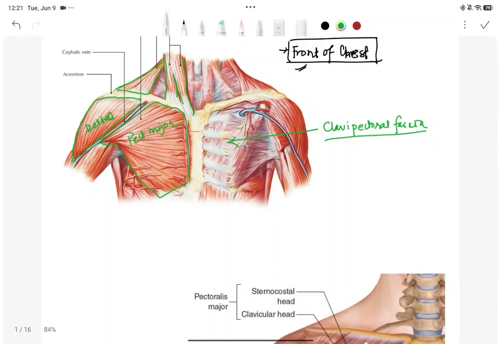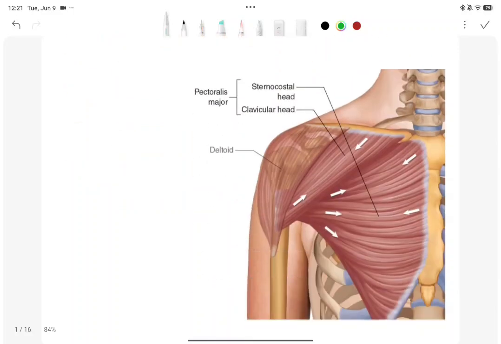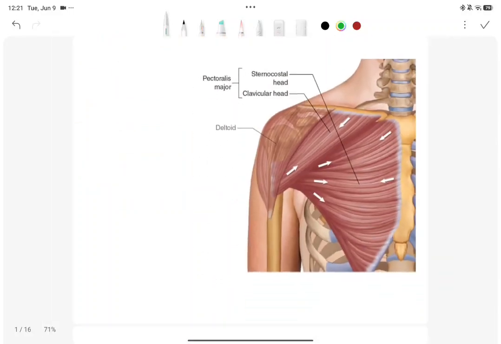These are the arteries that supply the pectoralis major. Okay, so this is the pectoralis major and there is the deltoid. So pectoralis major originates from the clavicle, from the sternum, and from the costal cartilage also.